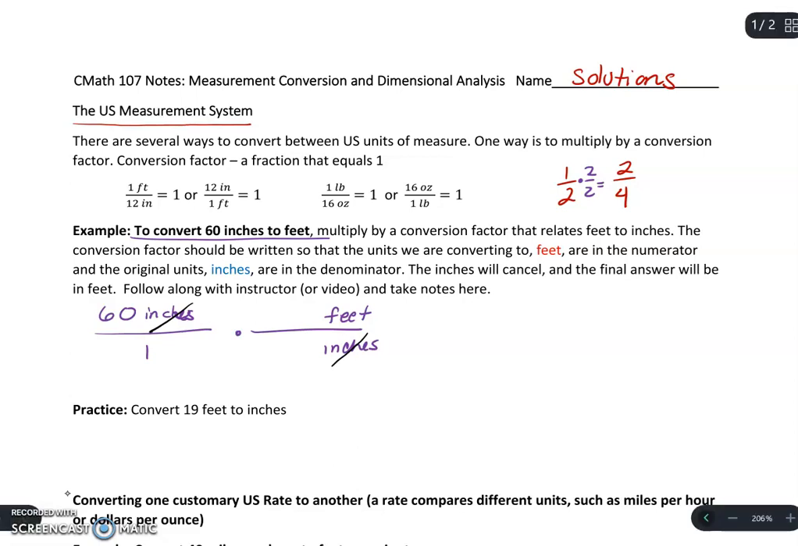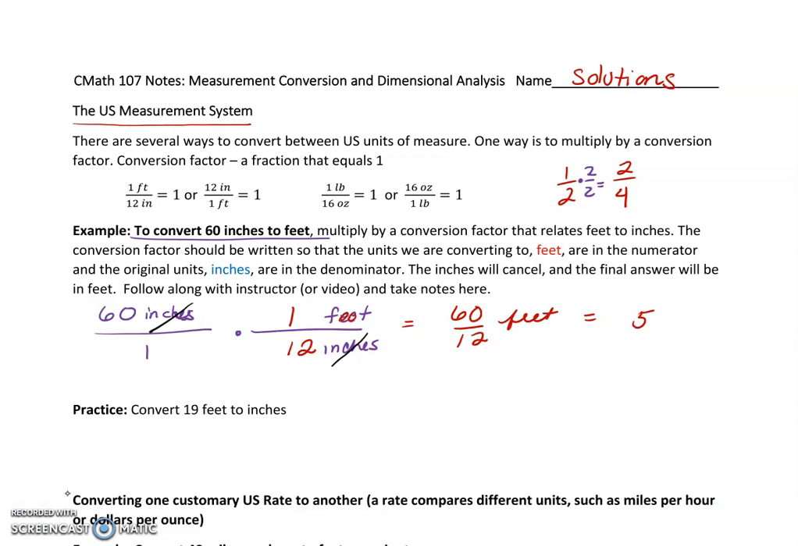So our equivalency is 1 foot, actually on this one, equals 12 inches. Then we just multiply across the tops and across the bottom, so we get 60 over 12, and that's going to be feet. Calculate that out. 60 divided by 12 leaves us with a 5, so our answer is 5 feet.